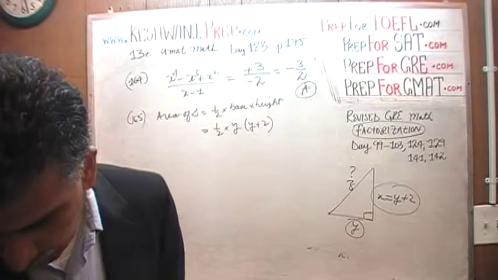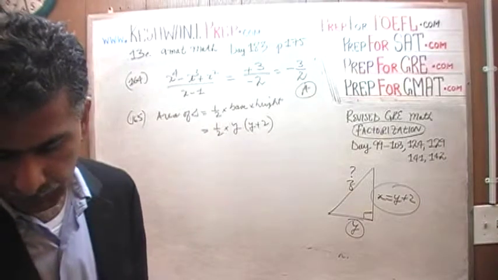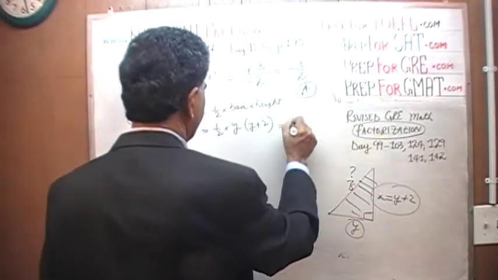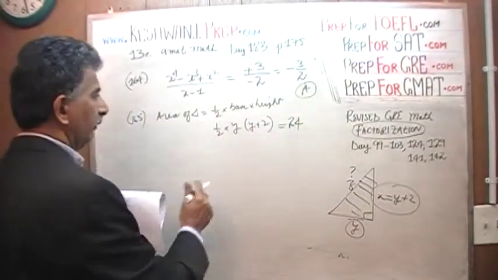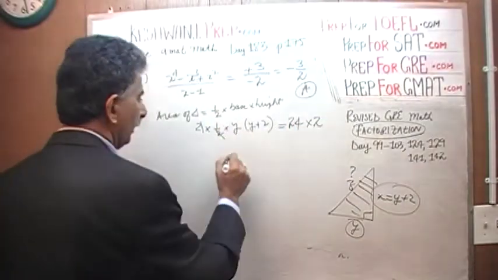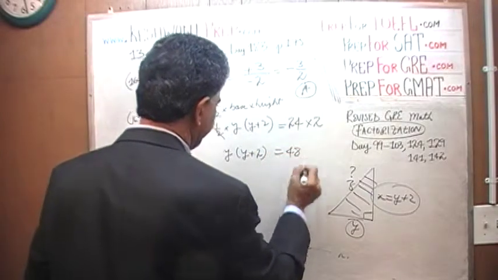It says the area of the flower bed is 24 square yards. This is the flower bed we're talking about. It's 24. We multiply both sides by 2. If we multiply both sides by 2, we can get rid of this 2. And we end up with y times y plus 2 equals 48.